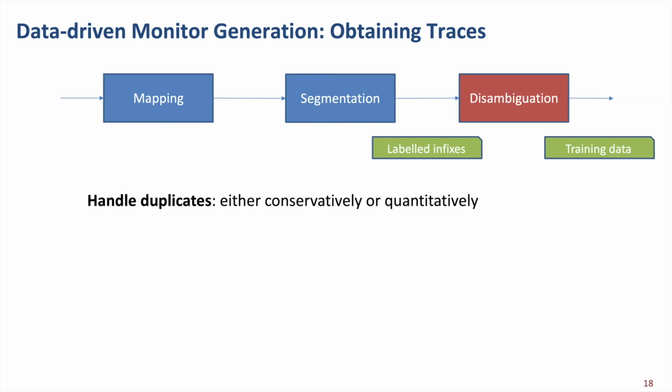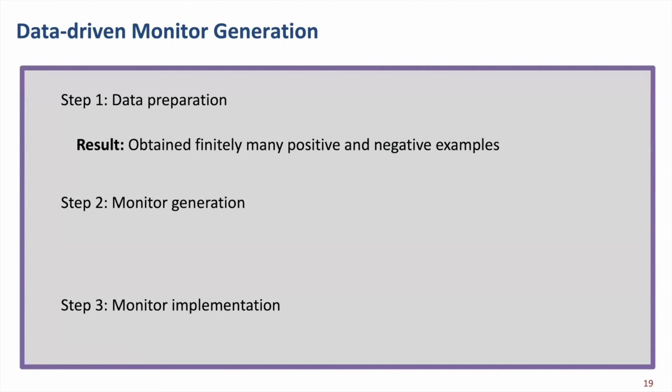And so there are a couple of choices that you can make. Either you say, well, if one of them is a negative example, then we label it negatively, or we can take a more quantitative approach here. But in the interest of time, I don't want to go into details there. But the result of this data preparation step is that we've obtained finitely many positive and negative examples. And with that, we go to the monitor generation.